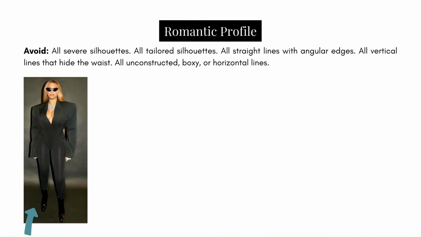Avoid all severe silhouettes. Here we have Beyonce in this tuxedo style outfit, all black ensemble. And the thing that stands out the most is the severe shaping of that shoulder line. It creates a very oversized and dramatic and sharp silhouette on her. And that triangle of the shoulders, and it's sort of like a leotard shape. And it's just very exaggerated and very severe on her.